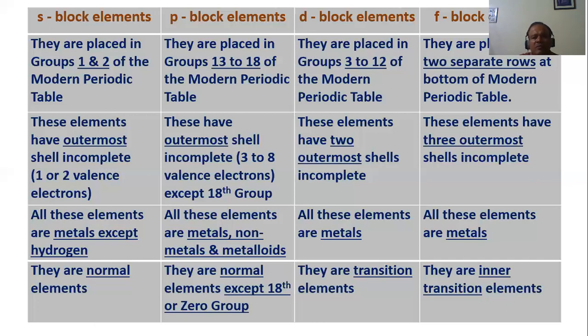So I hope this is clear about the modern periodic table. In the modern periodic table, elements are classified in two ways. We classify them as normal elements, inert gas elements, transition elements, and inner transition elements. That is one way. What is the other way of classifying? S block, P block, D block, and F block. So now we move on to the next thing.